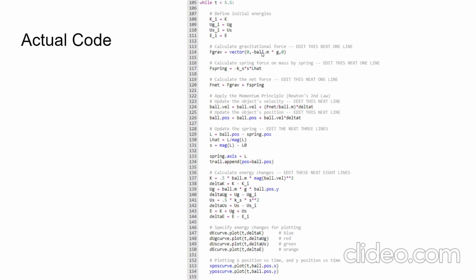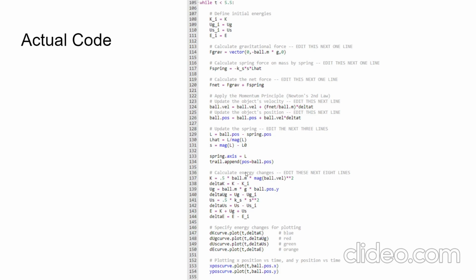For our actual code, we have our gravitational force, which is defined as negative the ball's mass times gravity. For the spring force, we have negative spring constant times s times L hat. For F net, we have these two forces added together, which is F grav plus F spring. For our velocity, we use the momentum principle, or the velocity update formula. And for our ball's position, we use the position update formula. For updating the spring, it was the same code as before.